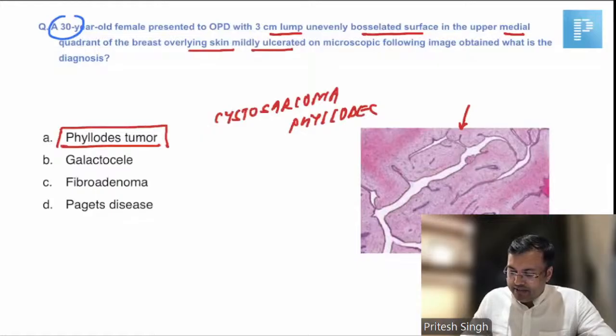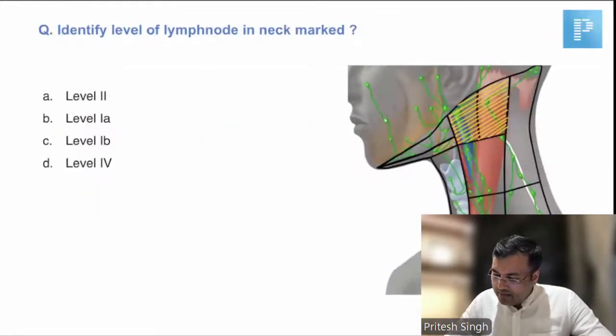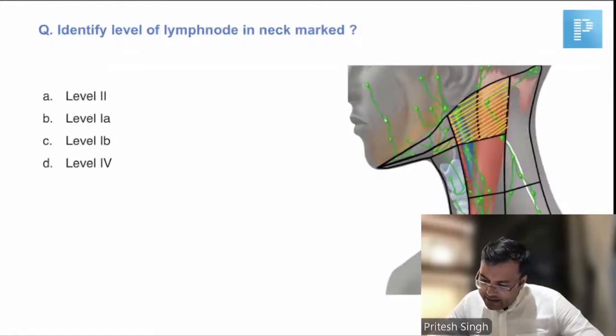Next question you can see. Identify the level of lymph node in neck marked. Okay. So here, can you see this is sternocleidomastoid muscle? It is in relation to internal jugular vein. So this area is marked, this one.